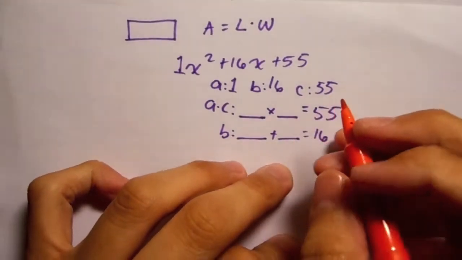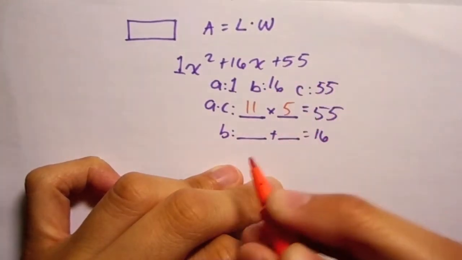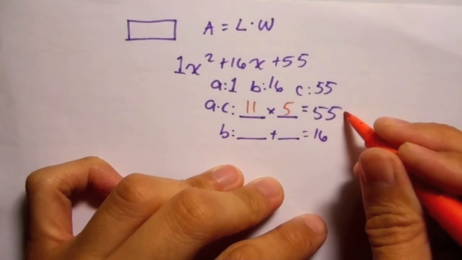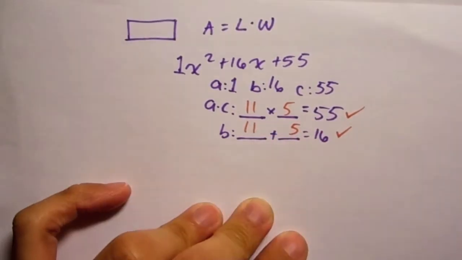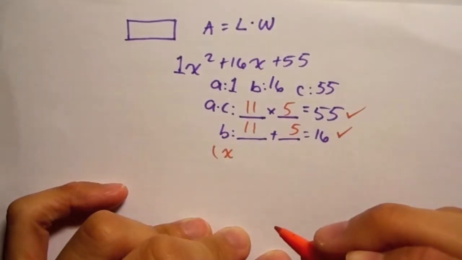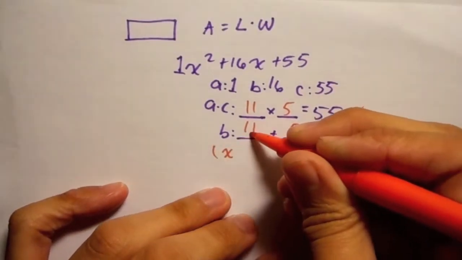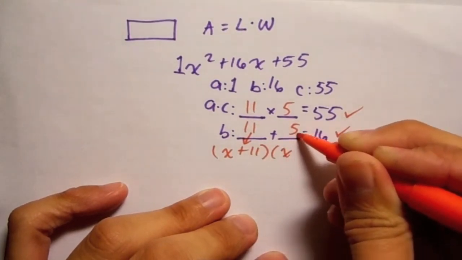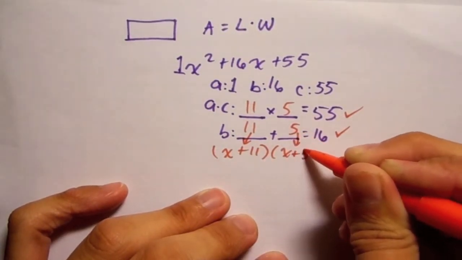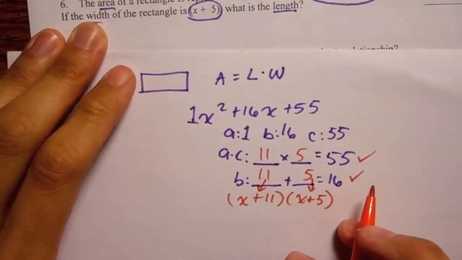When you actually explore the numbers, 11 and 5 work. 11 times 5 does give you 55, and 11 plus 5 does give you 16. So it's kind of like finding puzzle pieces. Let's transfer this down into our two binomials. This is x, positive 11, so x plus 11, and this is x and a positive 5, so x plus 5. Let's reorganize the information that we have so far.